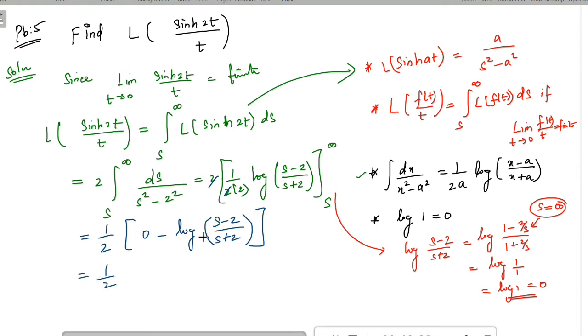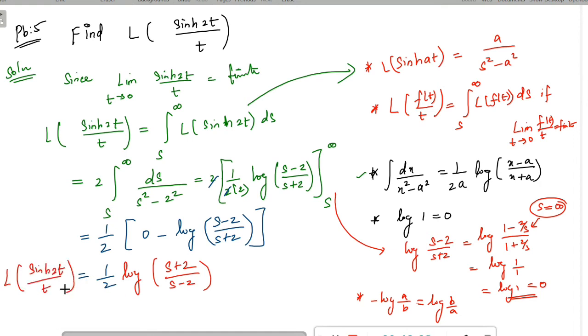1 by 2. Instead of minus, you can interchange by using this property: minus log a by b equals log b by a. Instead of minus, you can interchange the numerator and denominator, which is equal to log (s plus 2) divided by (s minus 2). So this is called the Laplace transform of sinh 2t divided by t. Suppose this term is not finite, you won't get a finite limit. Limit means you won't apply this property. That means the Laplace transform of a particular function does not exist. This is the meaning.